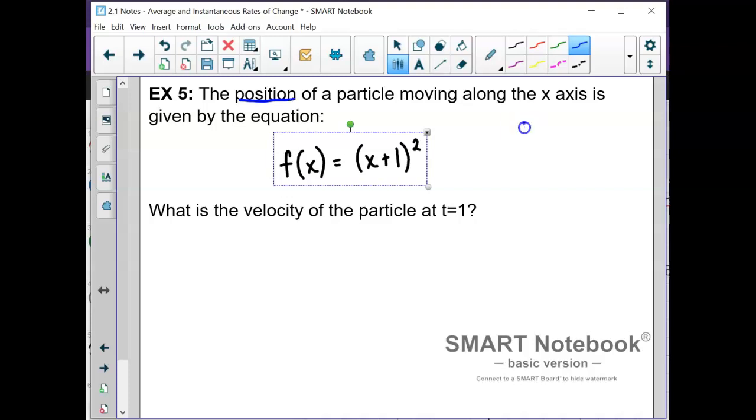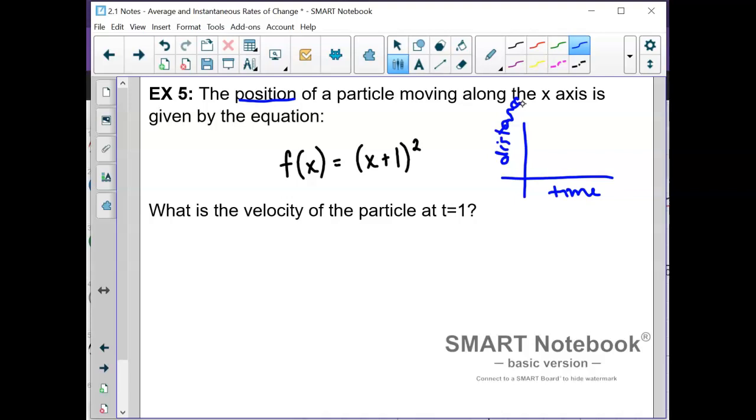And so our equation here is, well, they don't say t is time, but we've got time right here on the x-axis. And then we've got position or distance from the origin right here on the y-axis. So if we want to know velocity, which is distance over time, then we need to find the slope, because that'd be change in y, which is distance, over change in x, which is time. So we need to find the slope.